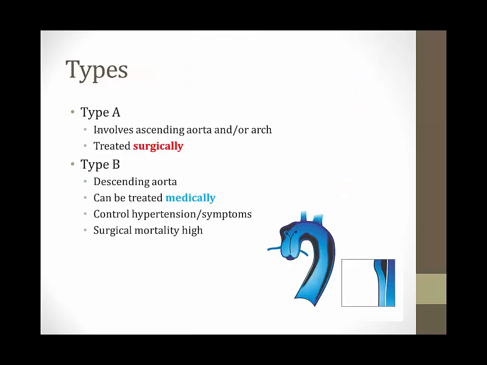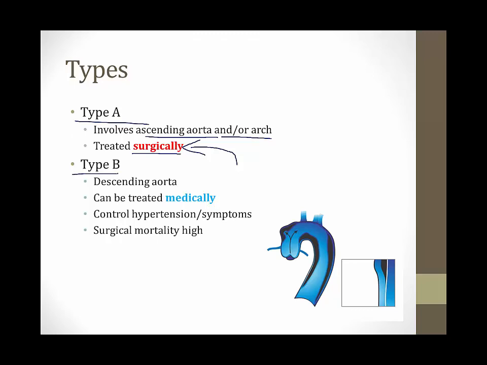From a clinical point of view, we divide dissections into two types. The first type is called a type A. This is an aortic dissection that involves the ascending aorta and/or the aortic arch. And type A's are usually treated surgically. The reason for this is that the mortality from a type A aortic dissection is very, very high if surgical intervention isn't performed. The surgery for an aortic dissection is to remove the damaged portion of the aorta and replace it with graft tissue. And as I said before, this is almost always done for type A dissections.